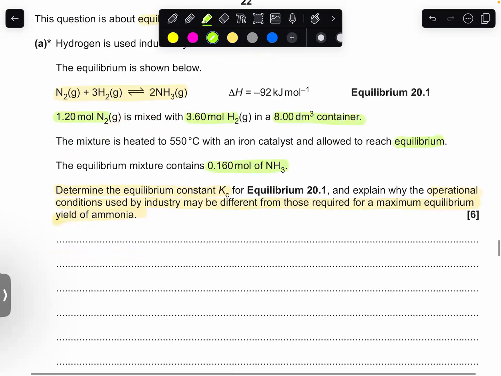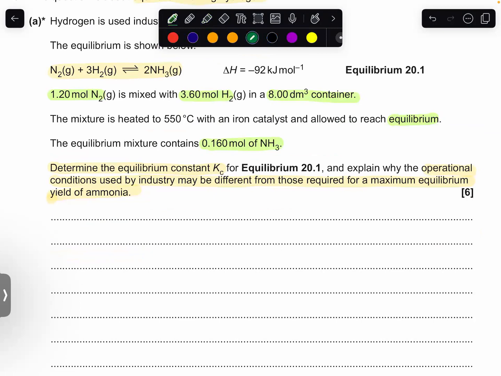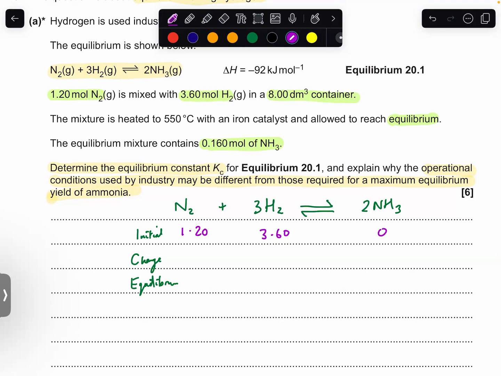the mark scheme just shows you calculations, but as you remember in class, we use the ICE table. The ICE table for a question like this is very helpful because it gives you a nice visual. So initial, change, and at equilibrium. Write these down. Initially, we've got 1.20 moles of nitrogen and 3.60 moles of hydrogen. We've got zero product at the moment.